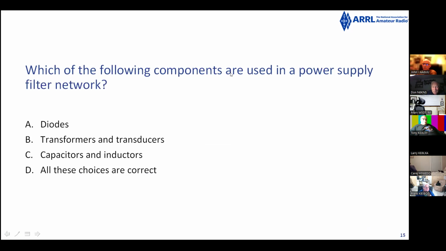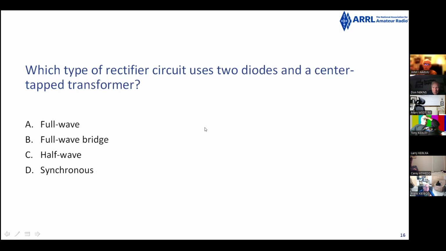Which of the following components are used in a power supply filter network? Diodes, transformers, and transducers, capacitors and inductors. All these are correct. Now this is the filter network. So, come on. Capacitors and inductors. Yeah, it's Charlie. Charlie it is.